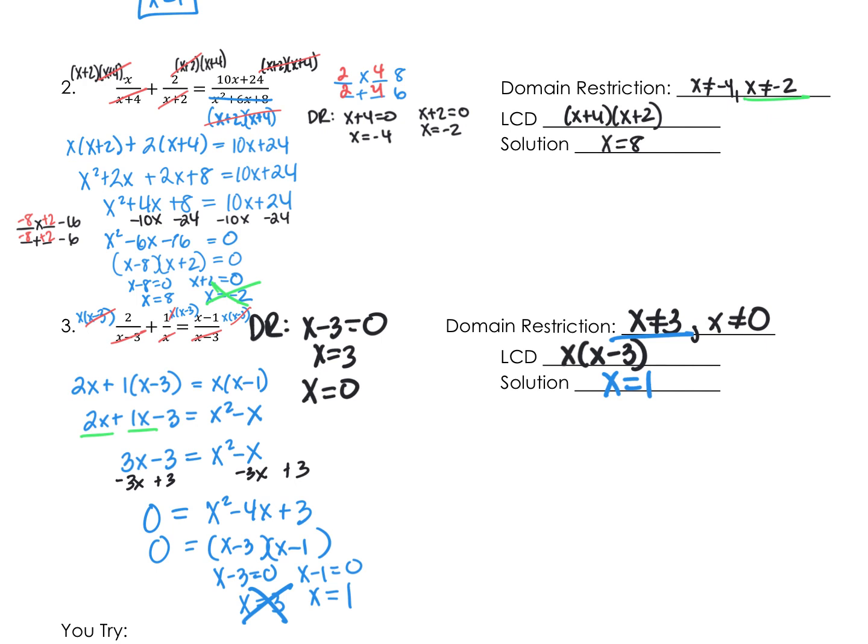It's also possible to get no solution as an answer. If you only have one answer and that's in your domain restrictions, then there's no solution, okay? Any questions about number 3?